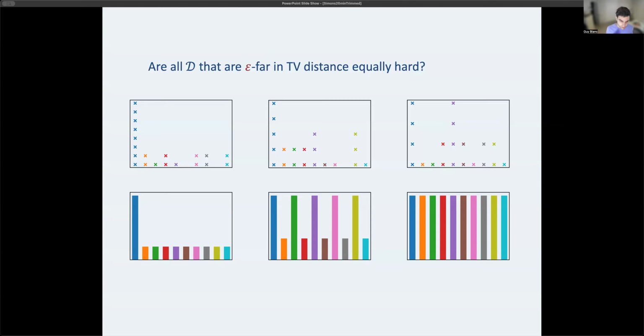A crucial point I want to make here is that, despite the fact that the one on the left was at least visually much easier to distinguish from a uniform distribution, both have the same total variation distance to uniform. Both the left and the right are equally far from uniform if we are measuring with respect to TV distance, even though one of them seems much easier to distinguish from the uniform distribution. Part of the goal of this work is to develop a notion that captures this intuition.